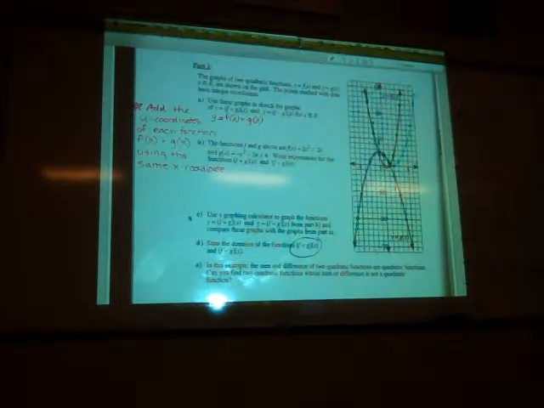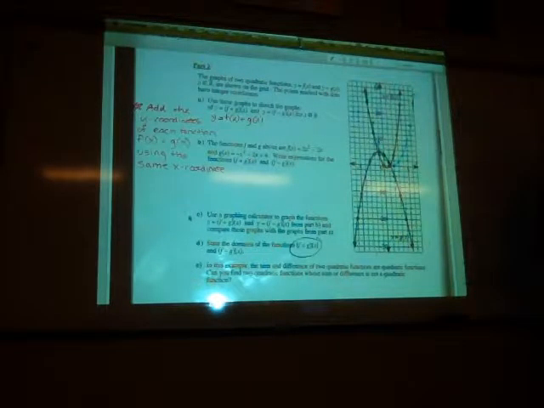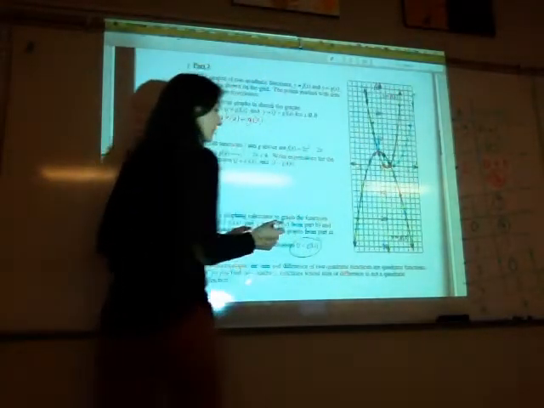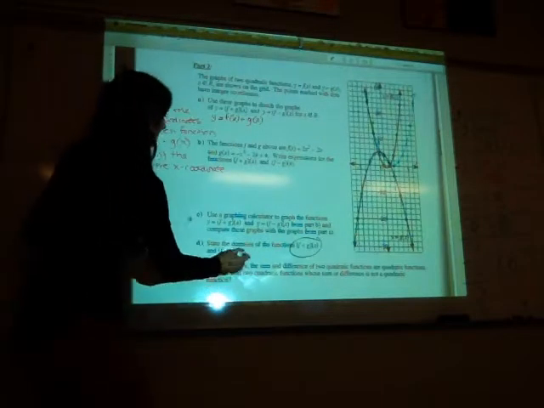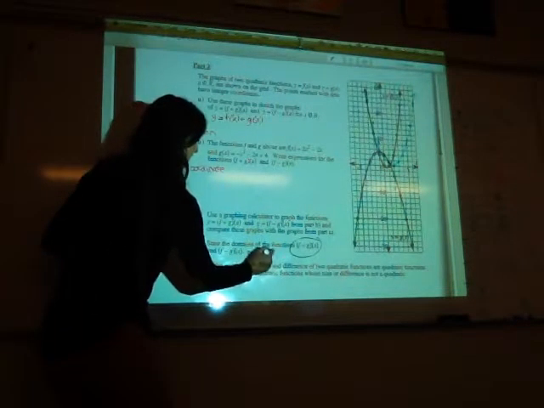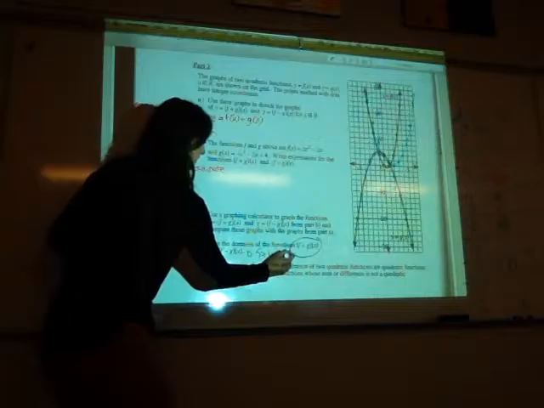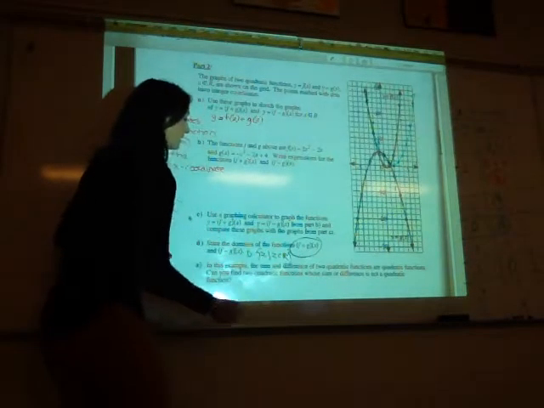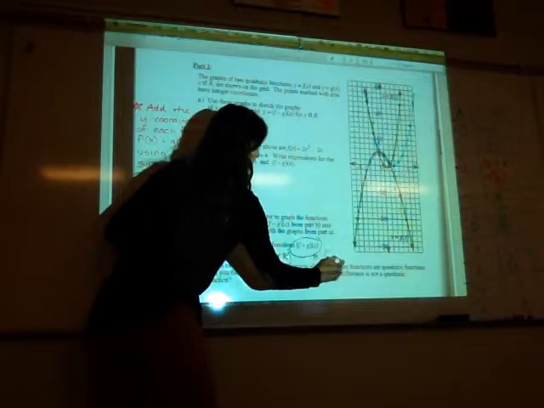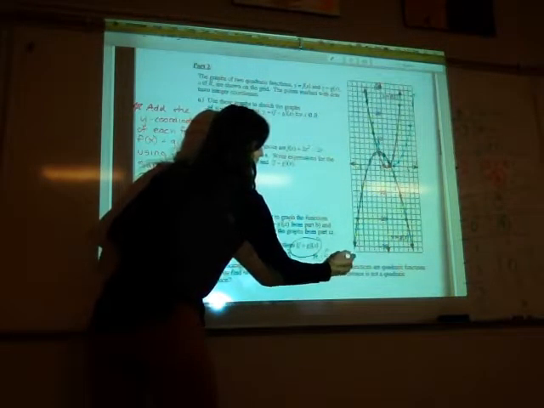X is an element of all the real numbers. Perfect. And the range? What's the lowest coordinate you can see on the graph? Good, so y is greater than 0. Perfect. Is it going to be equal to 0? Yeah. Okay, so our domain is x is an element of real numbers, and our range, y is greater than or equal to 0, and of those numbers, they're real.